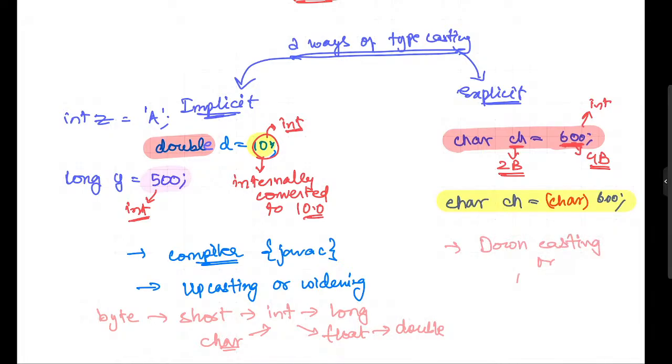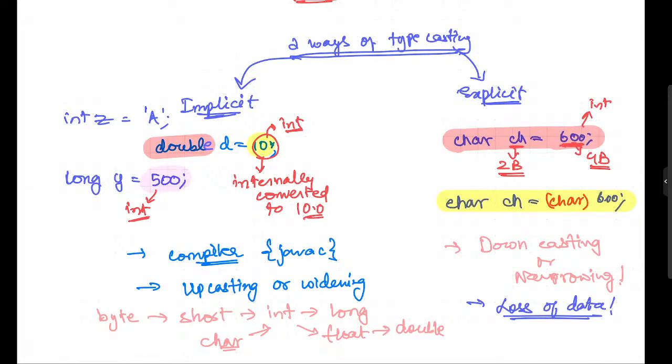So this is also known as downcasting or narrowing. So you have to explicitly say that this is fine, whatever I'm doing is correct, it's not going to hurt. Here there is a loss of data, very simply speaking. Information is always lost.